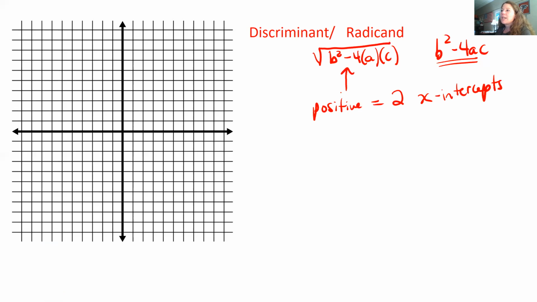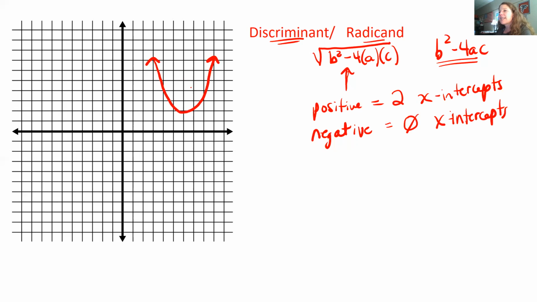All right. If you get a negative number under the radical, or if the discriminant, also called the radicand, both of those words are used interchangeably, that means you have 0 x-intercepts. It means you could have a happy parabola that sits above the x-axis, or a sad one. It doesn't matter if it crosses the y-axis, it just will never touch the x-axis. Both of those are fine. So that's what happens when you get a negative number.